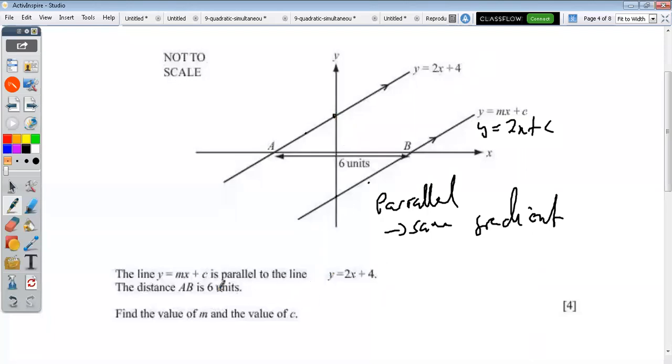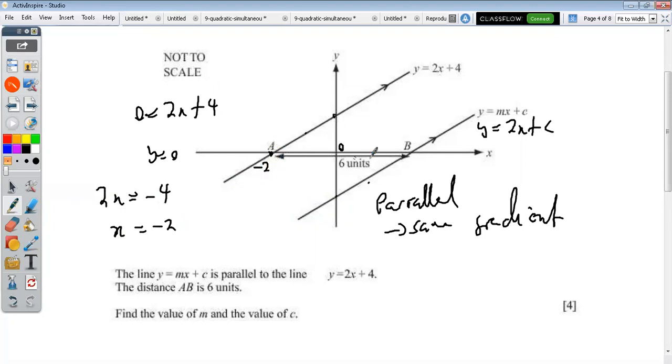Now, look at this tricky question. The distance AB is 6 units. If this is 6 units from this point to that point, we know that this is the origin. So what is the coordinate of this point here? From this equation, it's when y is equal to 0. So let's substitute into that. 0 is equal to 2x plus 4. Move the 4 to the other side: 2x is equal to minus 4. It means x is equal to minus 2.